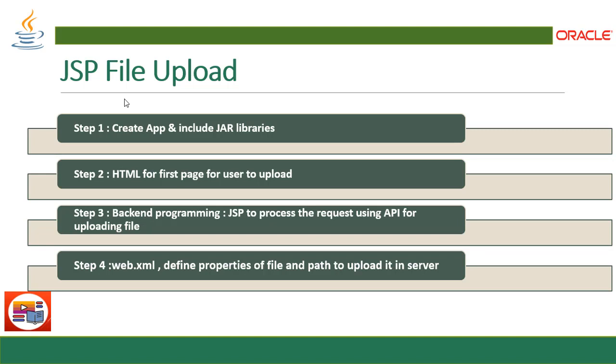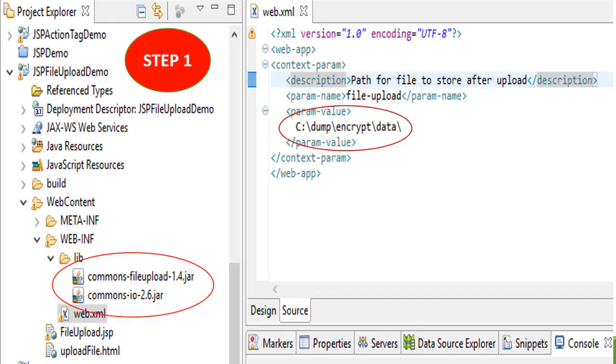Now step 3, backend programming. In this step, the JSP processes the request using an API for uploading the file. We'll have a piece of code which will process the request and include the API to upload the file. And step 4, you need to mention in web.xml all the required properties of that particular application, for example, the path where you want to upload or save the file on your server. So specify the path.